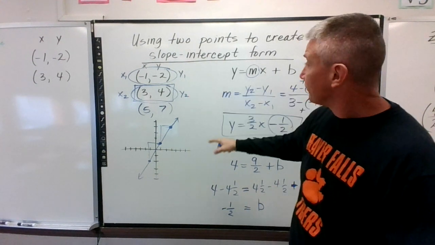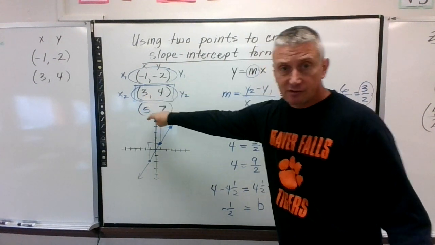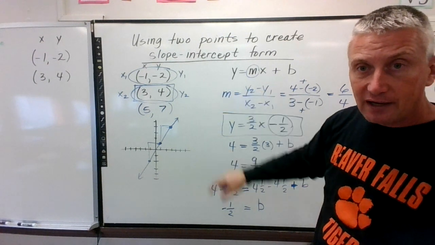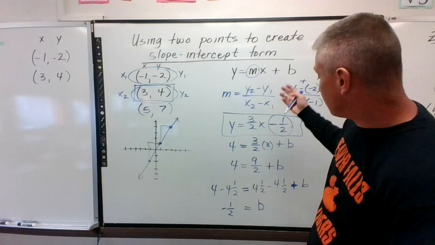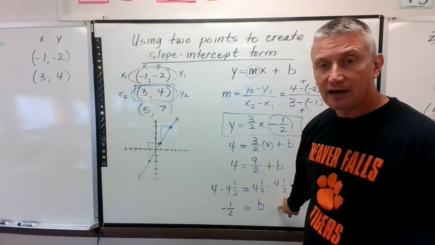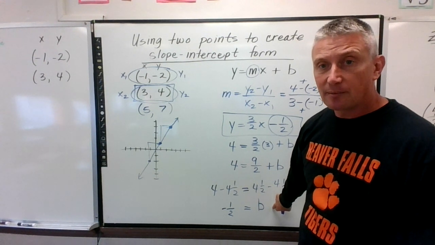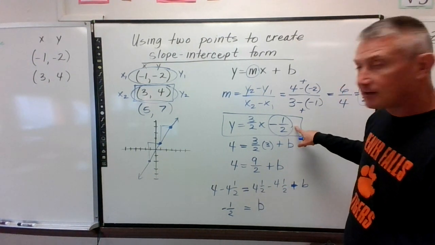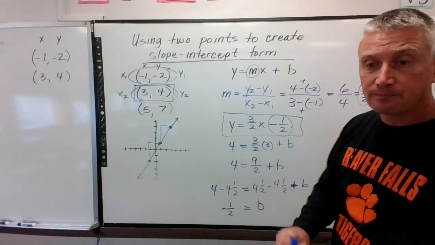Once you create the slope, you can just put any point in for x and y. Just replace them, and then you can figure out your y-intercept, and then you can rewrite this as your true slope-intercept form.